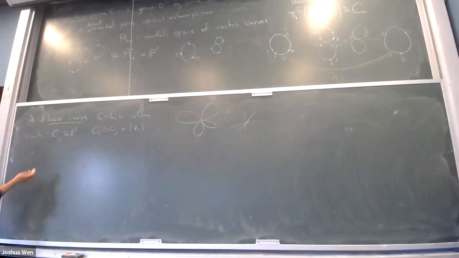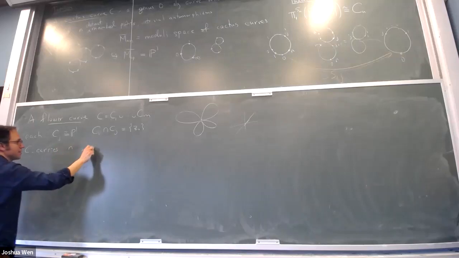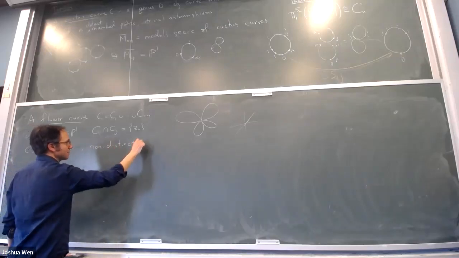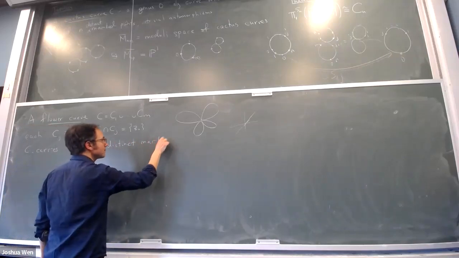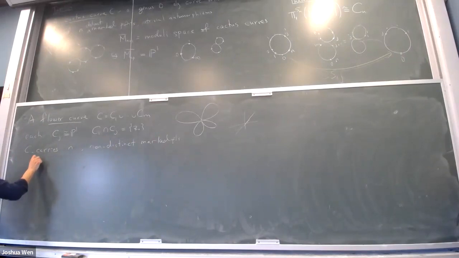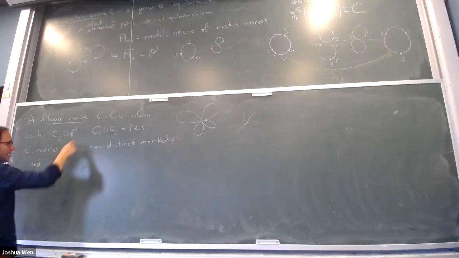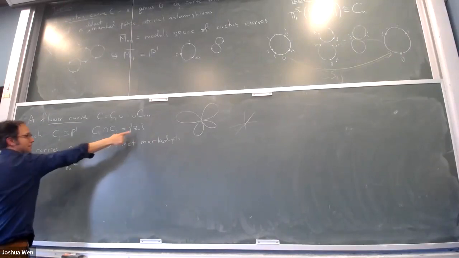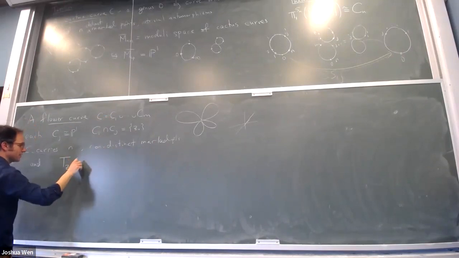And they carry some marked points. C carries n not necessarily distinct marked points. And also I fix a non-zero tangent vector in the tangent space at this special point in every curve.